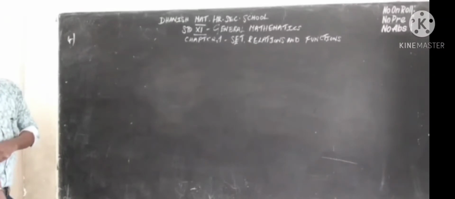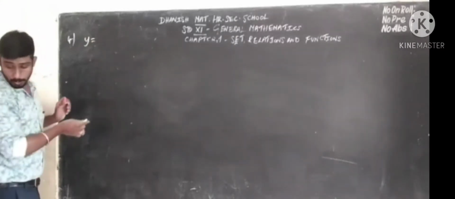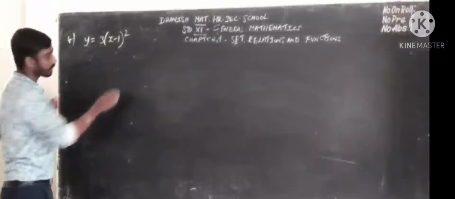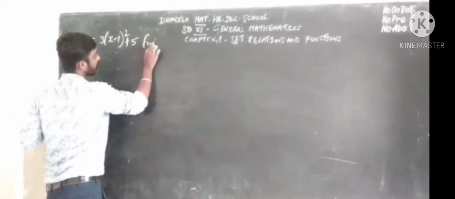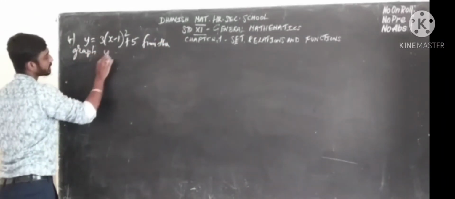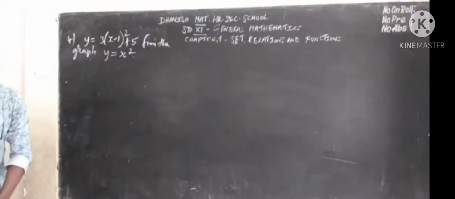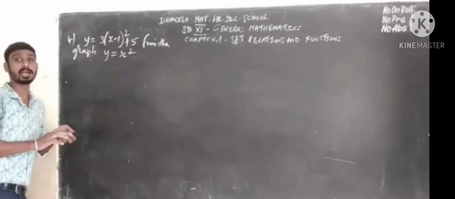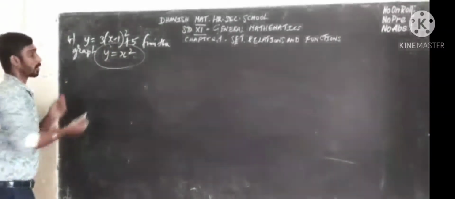Write the steps to obtain the graph of the function y is equal to 3 into x minus 1 the whole square plus 5 from the graph y is equal to x square. What is the graph for y is equal to x square? First we are going to find out the graph for y is equal to x square.